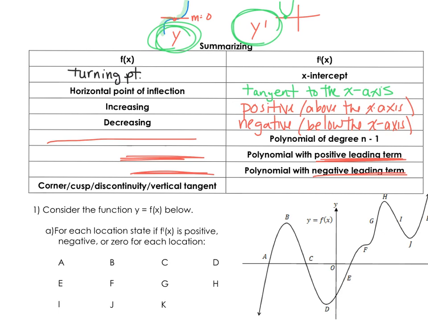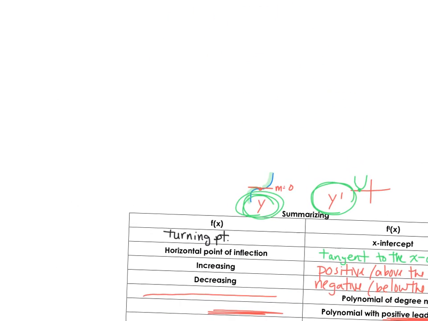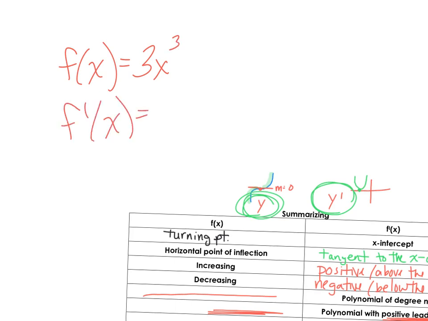I feel like you can get all that from the packet, so instead, what might be of some use is just to give you a few examples. If I have a function that's, we'll do real basic, 3x to the third, my derivative is going to be 9x squared.